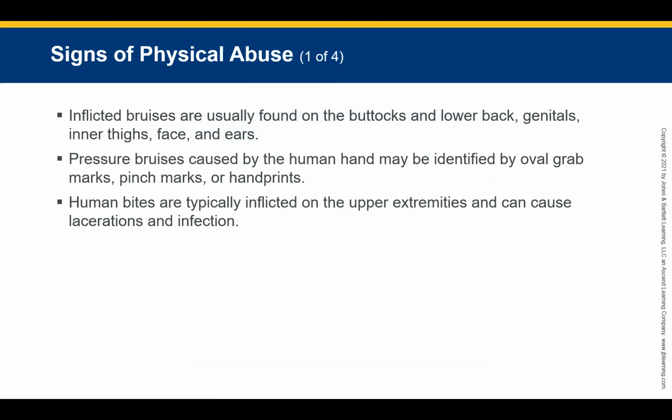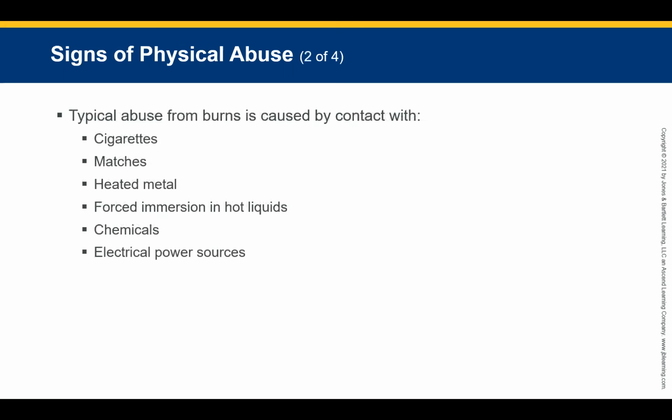Signs of physical abuse, we look for the same exact thing that we look for in pediatric patients, except here we're going to see more of cheek or earlobes, neck injuries, upper lips, inside of the mouth from things hitting them in the face. Human bites are typically inflicted on the upper extremities and can cause lacerations and infections. Pressure bruises caused by the human hand may be identified by oval, glove, pinch mark, or handprints. Those will make you very aggravated. I can promise you that.